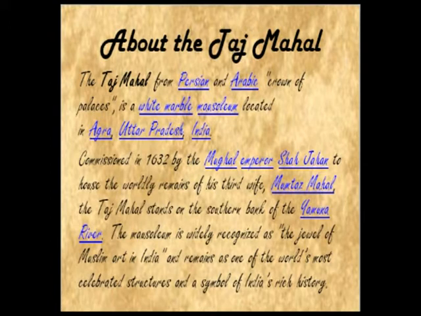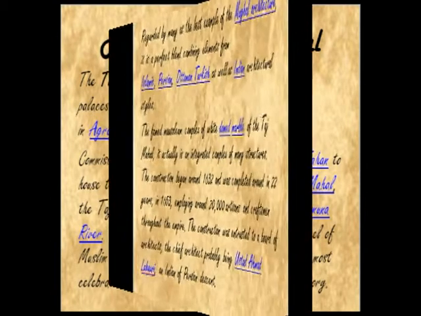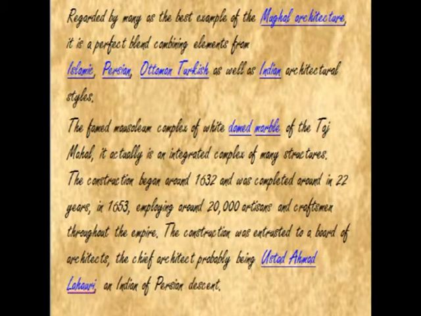The mausoleum is widely recognized as the jewel of Muslim art in India and remains one of the world's most celebrated structures and a symbol of India's rich history. Regarded by many as the best example of Mughal architecture, it is a perfect blend combining elements of Islamic, Persian, Ottoman, Turkish as well as Indian architectural styles.